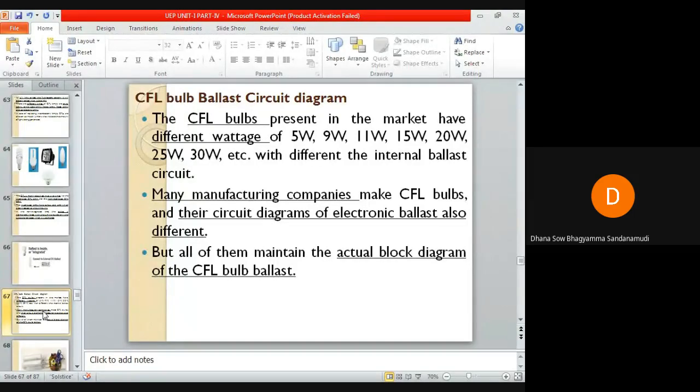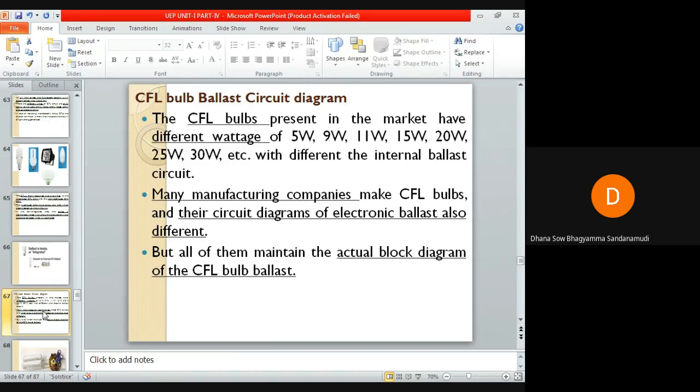Okay, so let us see the ballast circuit diagram for this compact fluorescent lamp. These compact fluorescent lamps are available at different wattages. We know that any lamp, whatever type of lamp it is, is available at different wattages in the market. The wattage of the compact fluorescent lamps available in the market can be 5 watts, 9 watts, 11 watts, 15 watts, 20 watts, 25, 30, or it can be more than 30 watts.